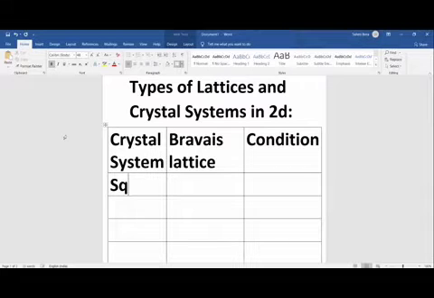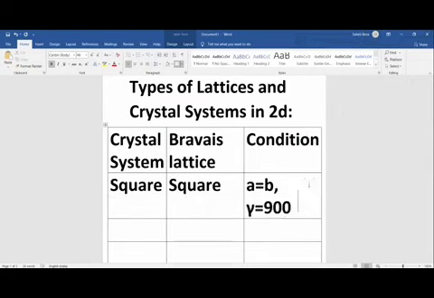This is a square, and the Bravais lattice will also be square. Lattice means the arrangement without basis. As the crystal system is square, obviously the lattice will be square. The condition is that the sides will be equal. If the sides are a and b, then a is equal to b, and we write it in small letters. The angle between a and b, gamma, is equal to 90 degrees.